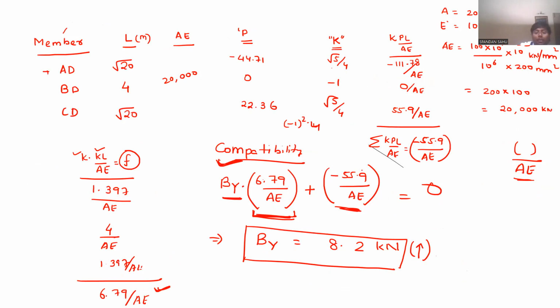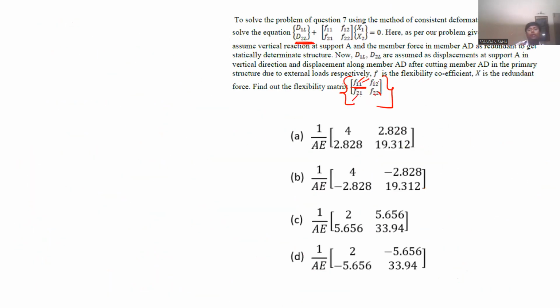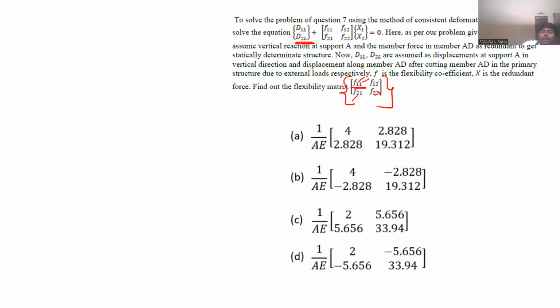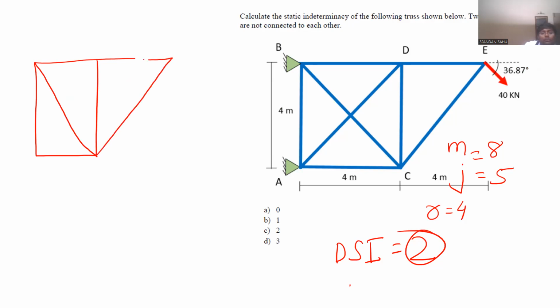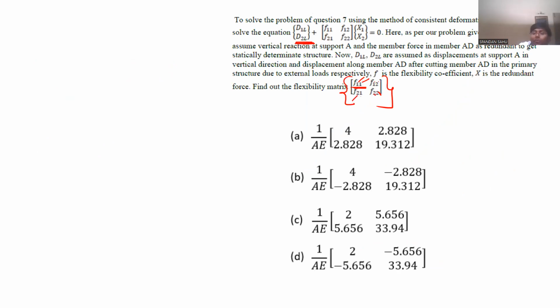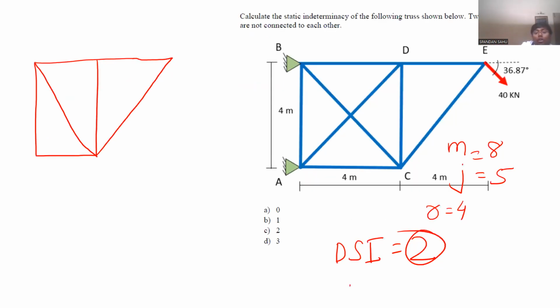Similarly, this also is the DL of this question. Now here we have to calculate this F11, F21, F12, F22. So just do it. Now when you calculate F11, F12, F21, F22, there should not be any external load applied.